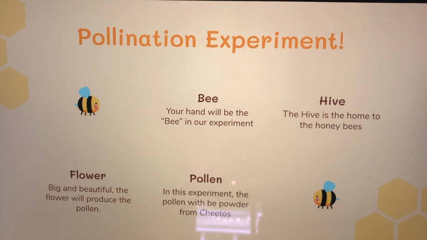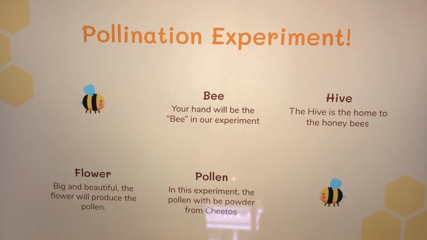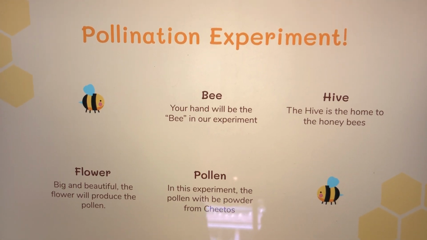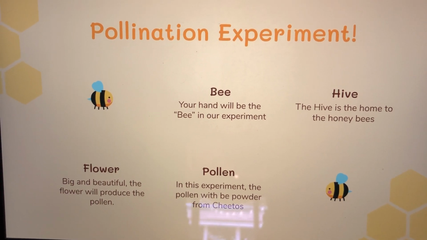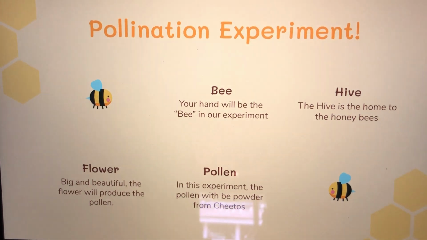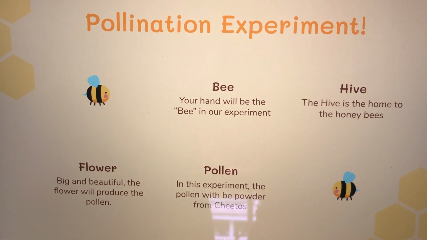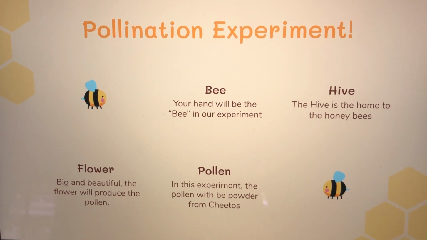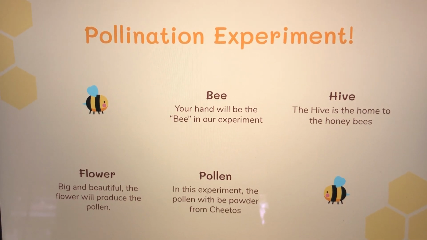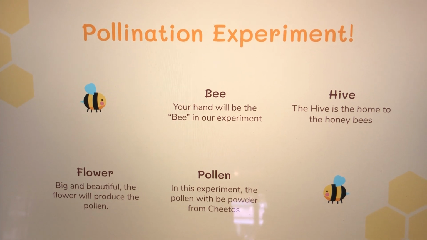So what we're going to be doing today is a pollination experiment. For this experiment, your hand will be the bee. There will be a hive, which is the home to the honeybees. There will be some flowers, big and beautiful, and the flowers will produce the pollen, and there will be some pollen on those flowers, and in this experiment, the pollen will be powder from Cheetos.